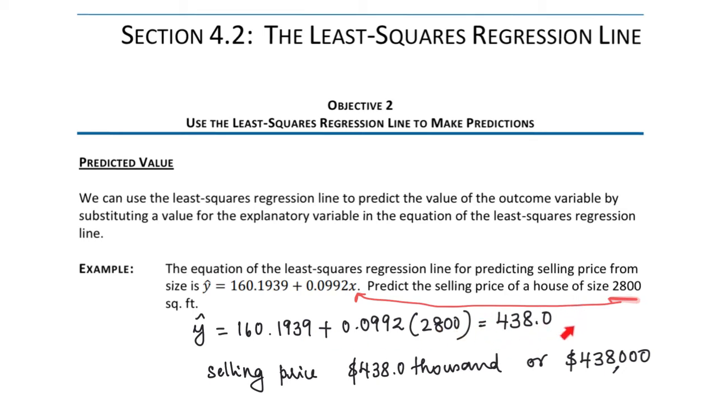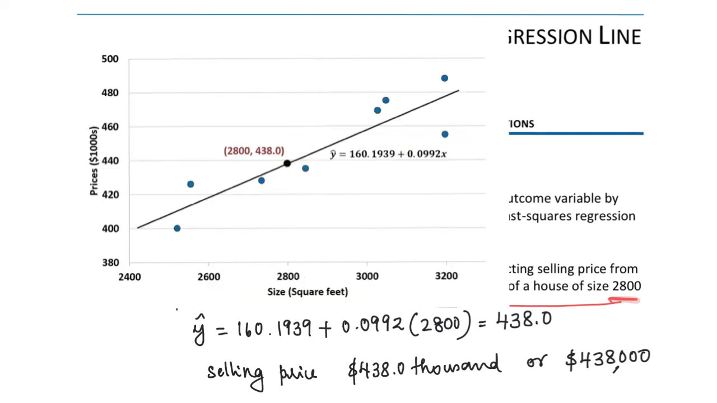This is in thousands of dollars. So either you can leave your answer as $438,000 in sentence, or you can multiply by 1000 and conclude your answer $438,000. The predicted price for the house with size x equal 2800 is 438, which is the y value on the least square regression line corresponding to x equal 2800.